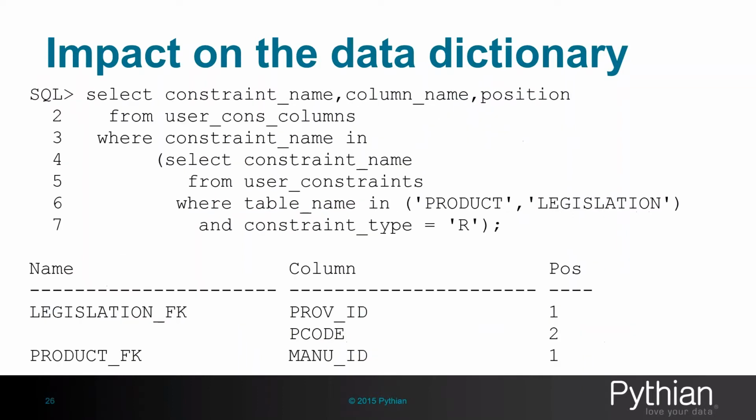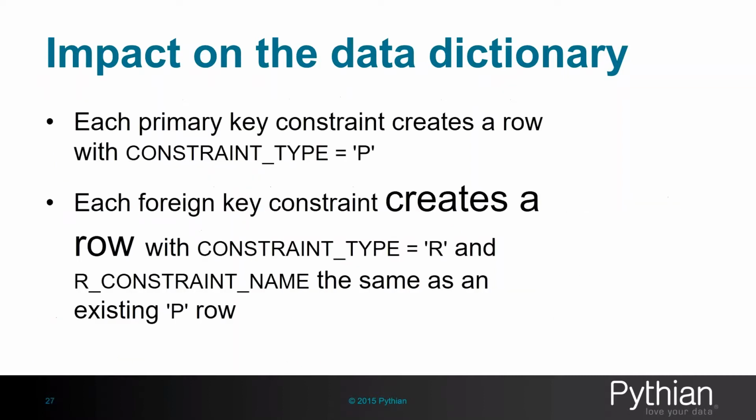What we're doing here is we're looking a little bit deeper into the data dictionary. And I believe I wrote this at the time where the table name was not in the user constraints data dictionary, hence the subquery, which looks for information in user cons column where the constraint name belongs to either the product or the legislation table. So this is a summary of the impact on the data dictionary.